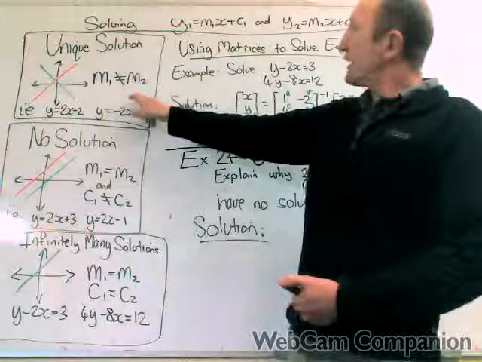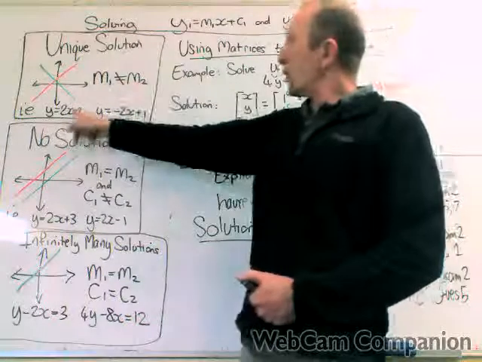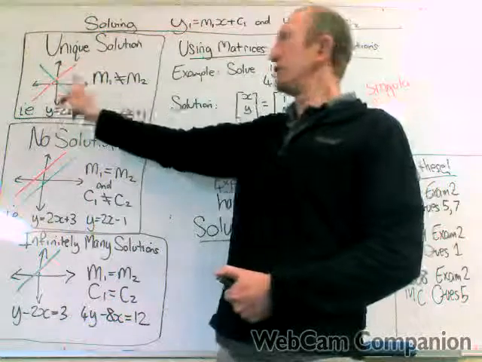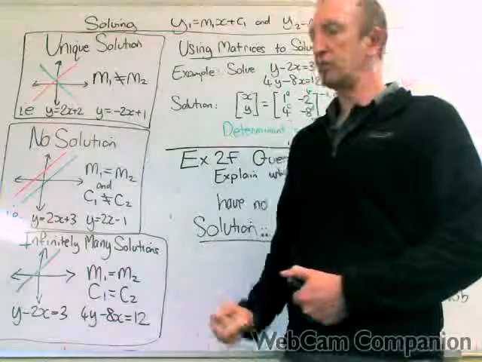A unique solution is basically when the gradients of the two equations are different, 2 and minus 2. In this case, the lines must cross. There's one solution, or a unique solution.